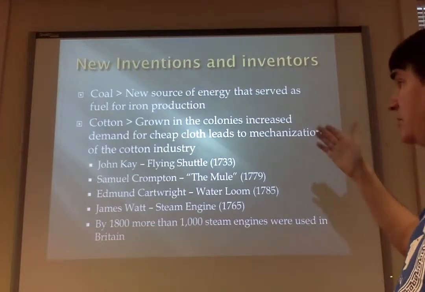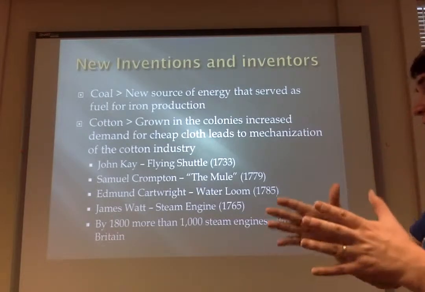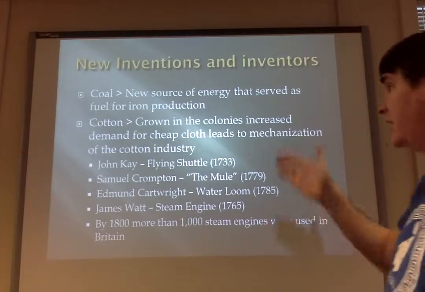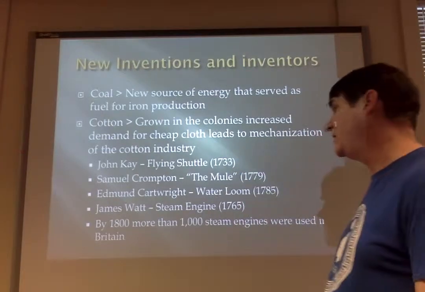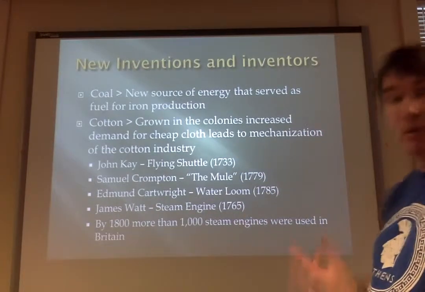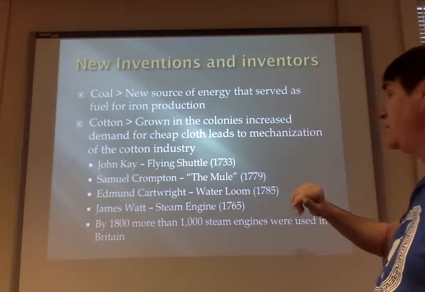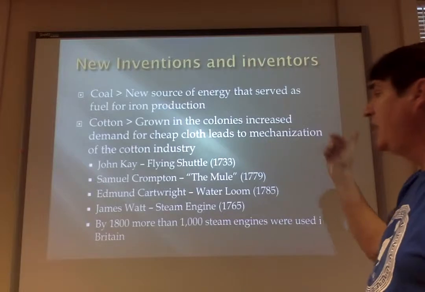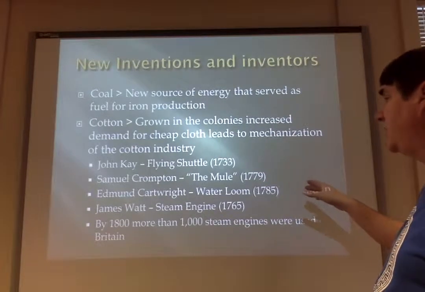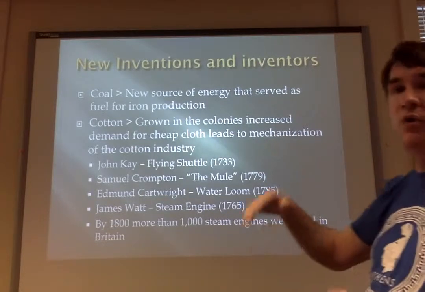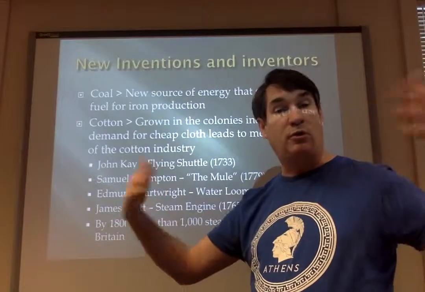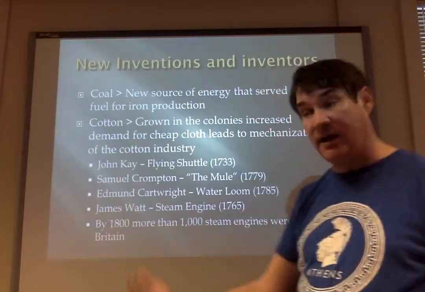And so we look at the years here, and we'll look at the names, and this is just kind of a bullet point list, right? John Kay invented the flying shuttle in 1733. This was a sewing machine. We'll look at a picture of it and describe it in a second. Samuel Crompton invented the mule in 1779. Edmund Cartwright the water loom in 1785. And each one of these is a little more productive. It gives a little more cloth. It works a little faster, right?